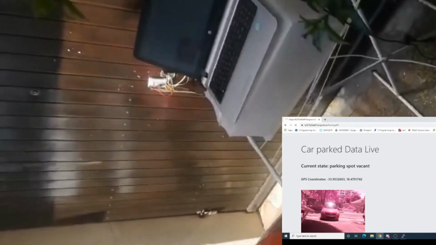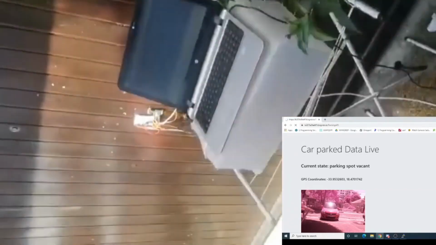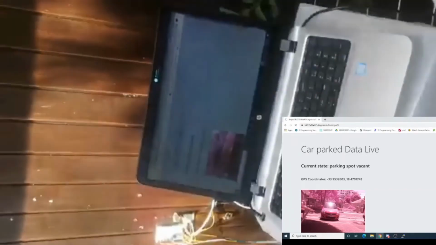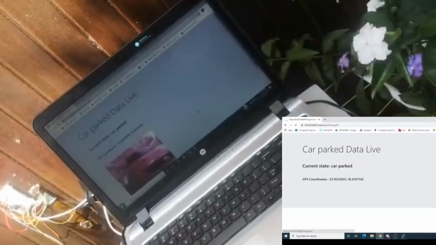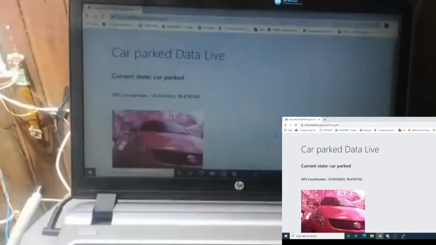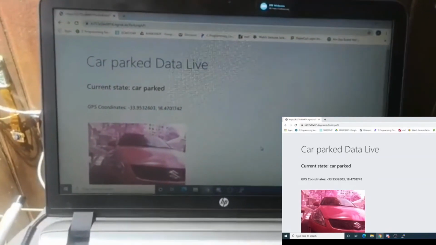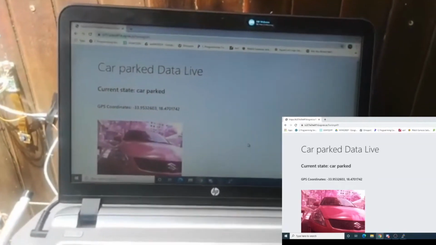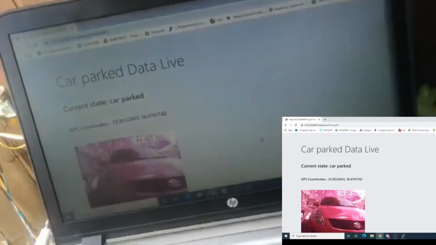And then, as you can hear, there's a buzzer ringing, which means the car has been parked. And it also changed on the web browser, as you can see, with our GPS coordinates of the place and the live footage.